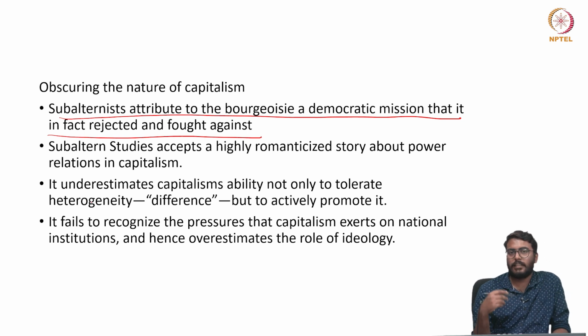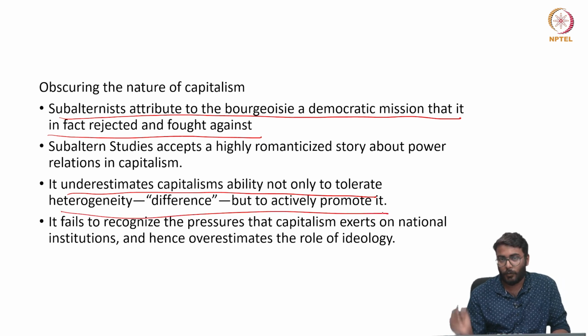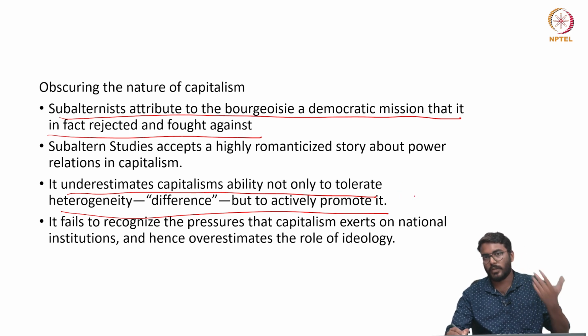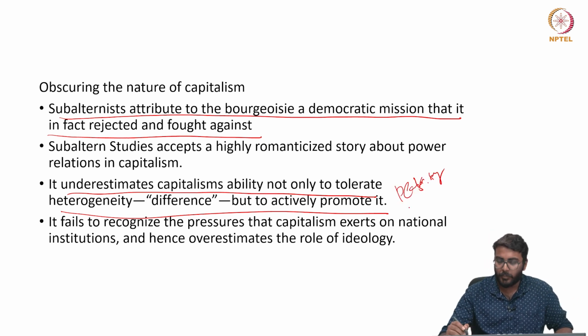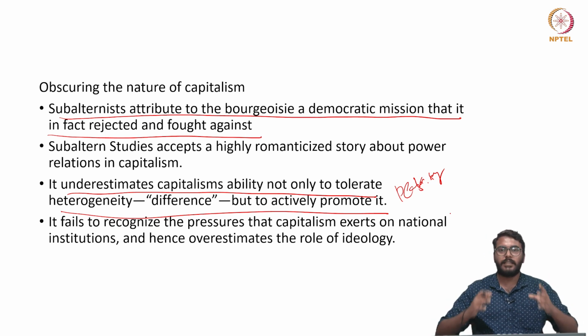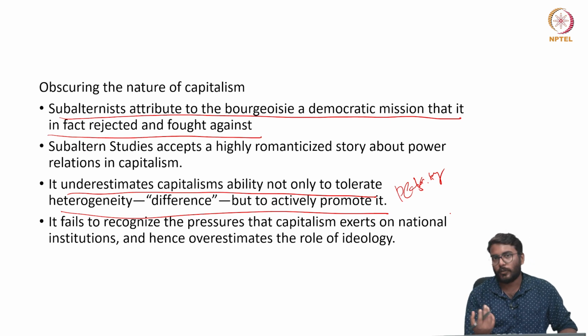Chibber also says the subaltern studies underestimate capitalism's ability not only to tolerate heterogeneity but to actively promote it. So one of the reasons why subaltern studies says capitalism in India is a failed project, because it failed to have a hegemony, is because peasantry continued to be an important class under Indian capitalism. And Vivek Chibber says it is not a deviation from the feature of capitalism. Capitalism is capable of accommodating such different classes in itself, right? And he says subaltern studies have a very narrow idea of capitalism.